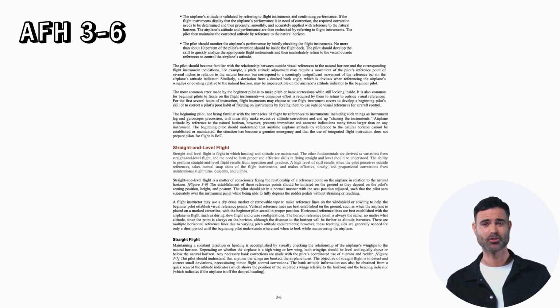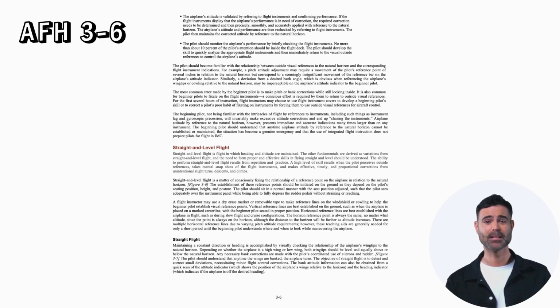Straight and level flight. Straight and level flight is flight in which heading and altitude are maintained. The other fundamentals are derived as variations from straight and level flight, and the need to form proper and effective skills in flying straight and level should be understood. The ability to perform straight and level flight results from repetition and practice. A high level of skill results when the pilot perceives outside references, takes mental snapshots of the flight instruments, and makes effective, timely, and proportional corrections from unintentional slight turns, descents, and climbs.